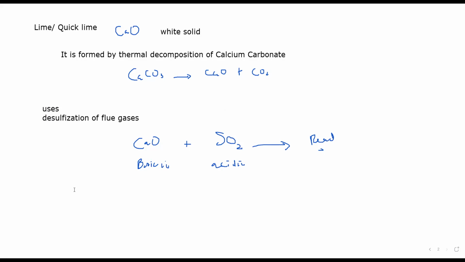It can also be used for treatment of acidic soil as well. But it is not as effective as calcium carbonate. Calcium carbonate is more effective because calcium carbonate is insoluble. This calcium oxide is sparingly or partially soluble.